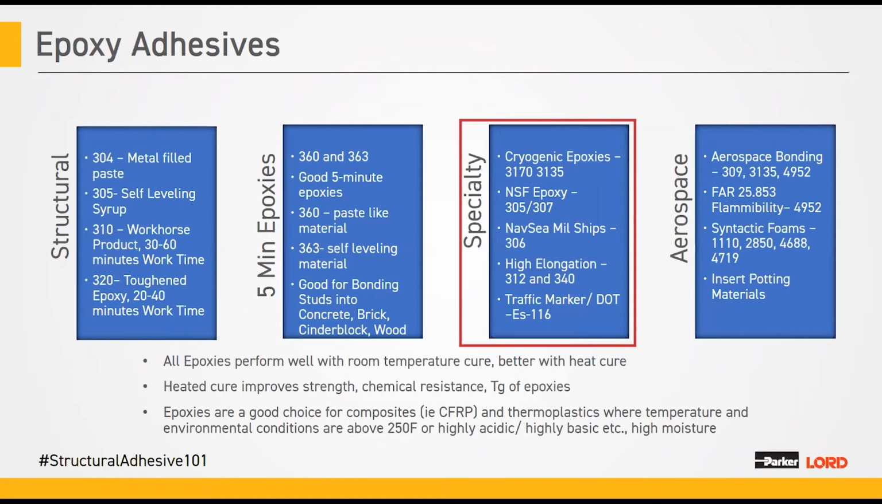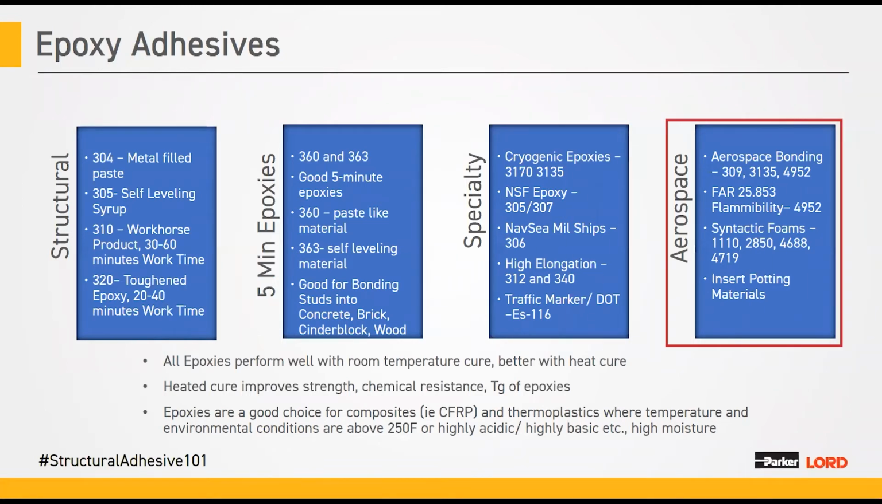Higher elongation epoxies, so atypical for epoxies where you see 50% or 70% elongation. That's with the 312 or the 340. And we also have a traffic marker epoxy designed to bond down traffic markers into the roadbed themselves with ES116.